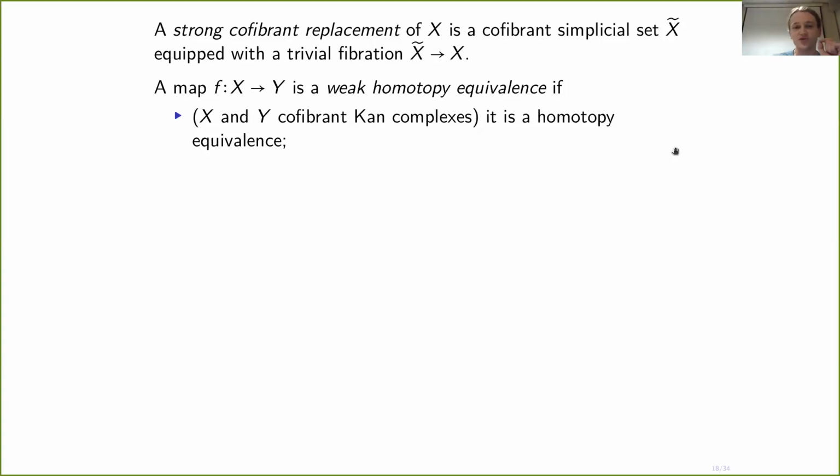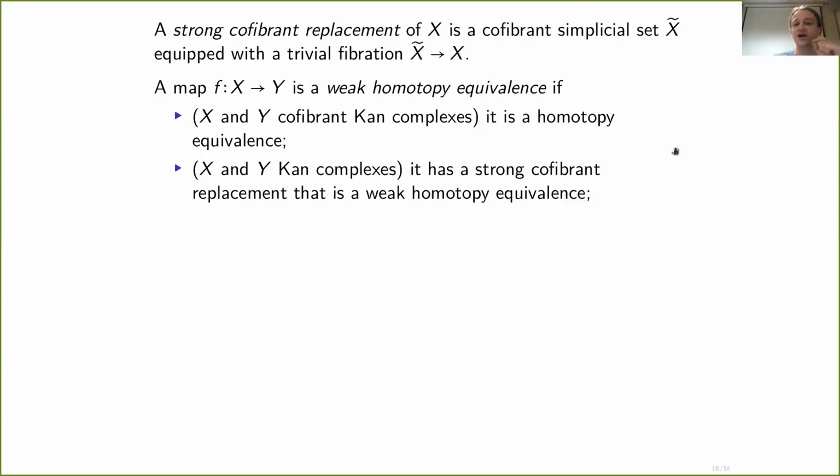So first, I'm going to say if X and Y are cofibrant Kan complexes, then a weak homotopy equivalence is just a homotopy equivalence as defined before. So it has an inverse up to homotopy. If X and Y are Kan complexes but not necessarily cofibrant, I'm going to say that this map is a weak homotopy equivalence if it has a strong cofibrant replacement that is a weak equivalence in the sense of the previous case.